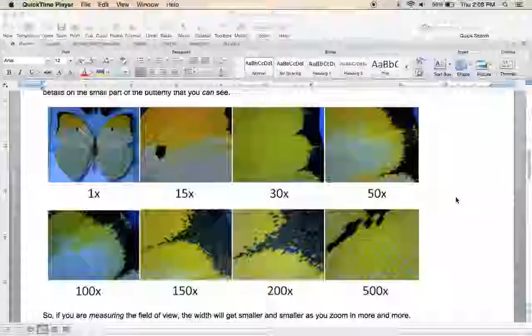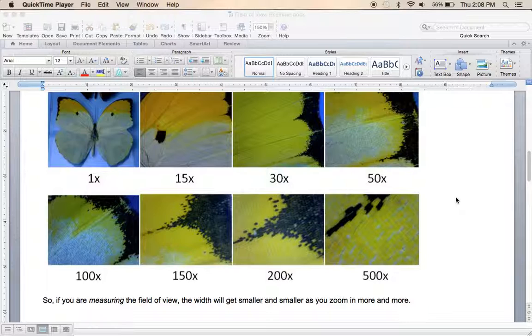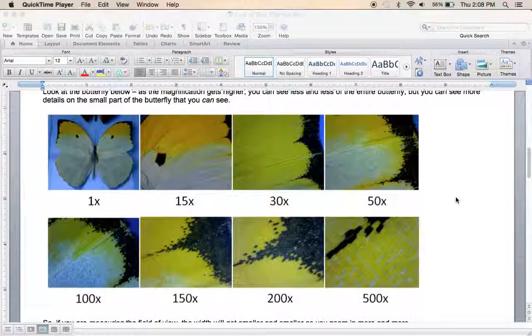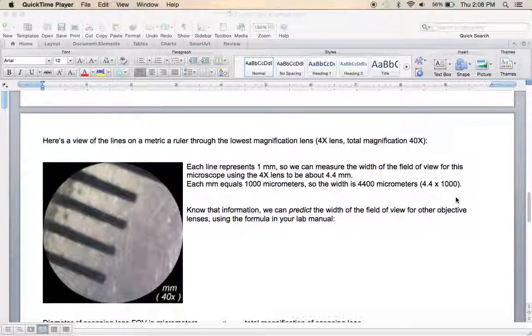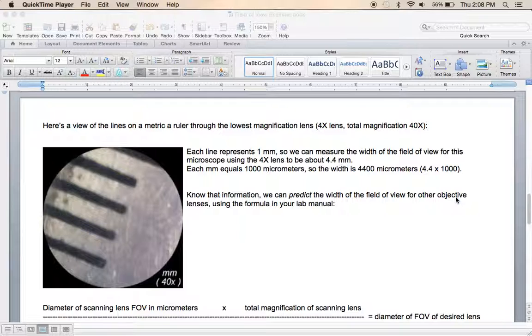That's a key concept: as you're measuring the field of view, the size of it, whether you call it the diameter, width or length, is going to get smaller and smaller as you zoom in more and more. So as your objective power gets higher, your field of view is going to get smaller. And you can use that knowledge to figure out how to measure things using the microscope.